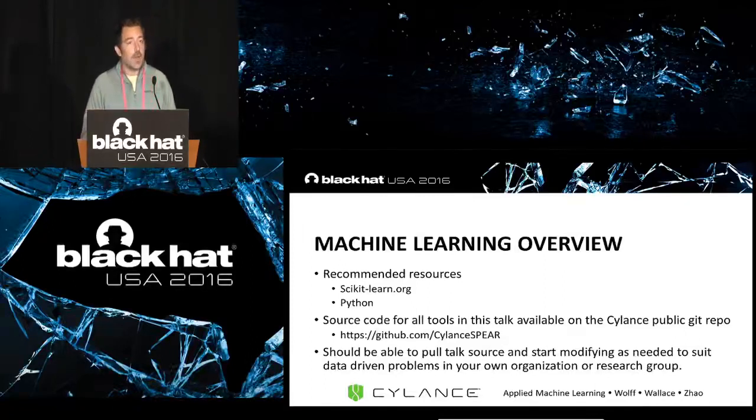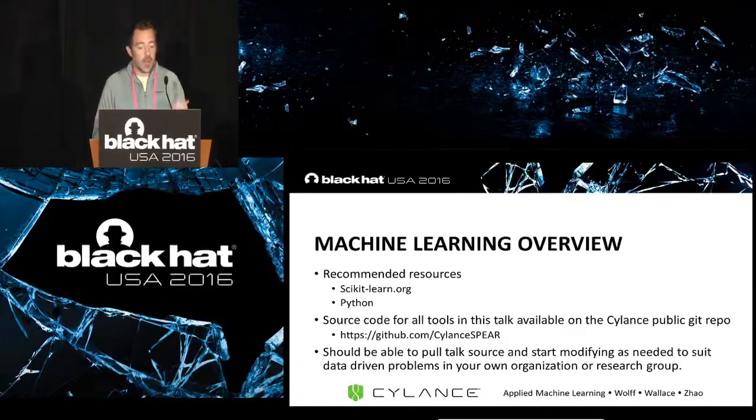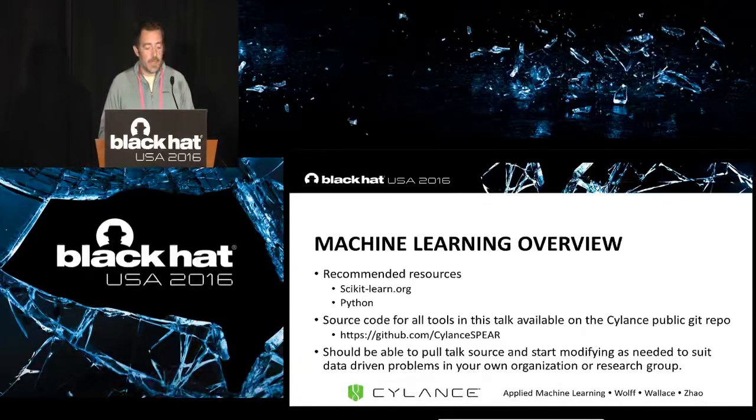As I mentioned before, all the tools here are available on our GitHub, at github.com/spear. So you'll be able to look at the source code there, and it's a great way to jumpstart some research for yourself. So if you have a problem, you can look at what we have, modify source code for your needs, and start applying machine learning today.